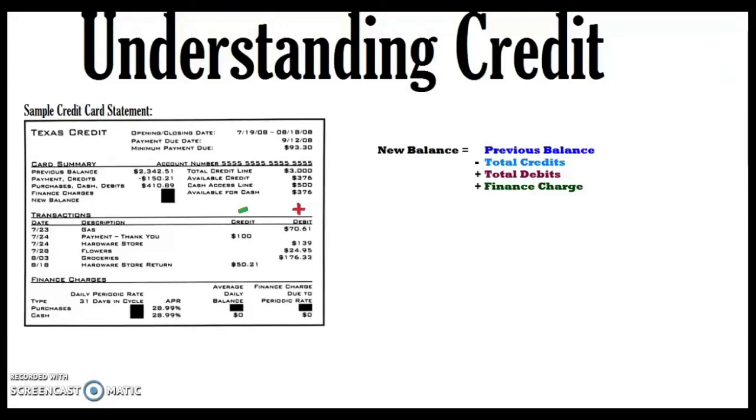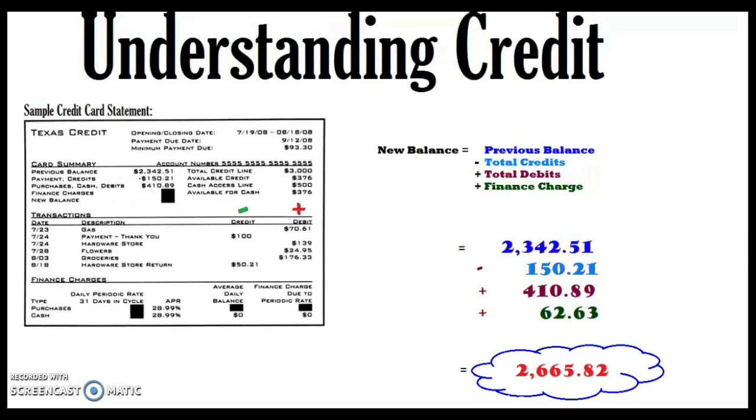Then we got to calculate the new balance. It's the last thing we got to calculate. It is the previous balance minus the credits plus the debits plus the finance charge. The previous balance, $2,342.51 minus $150.21 in credits plus $410.89 in debits plus $62.63 in the finance charge gives us our new balance of $2,665.82, and that is understanding credit.